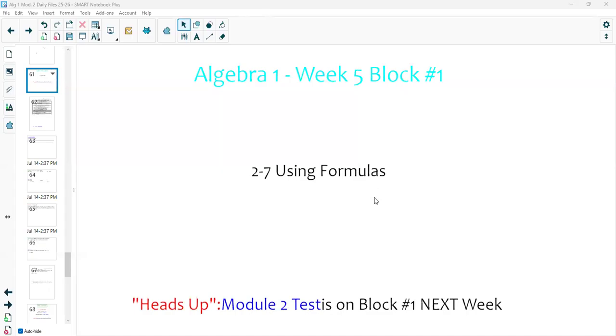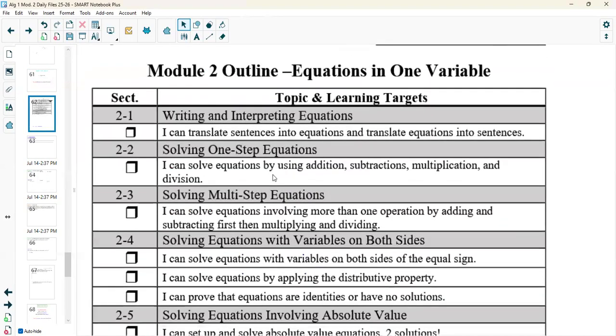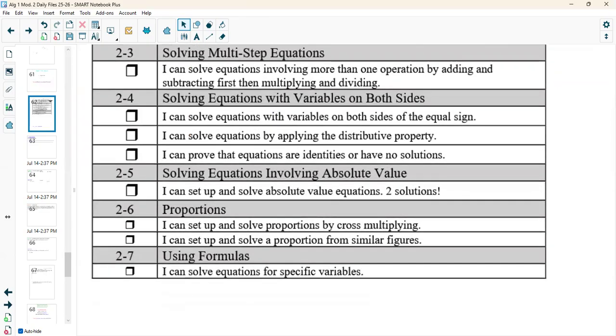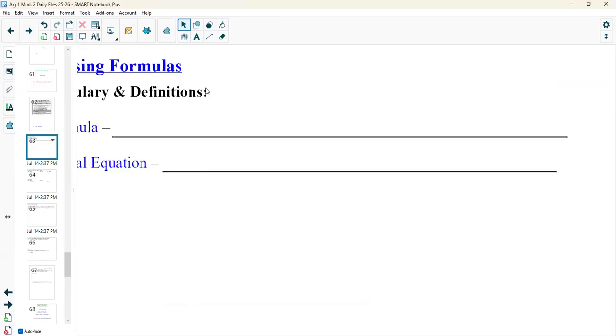Howdy, folks. Today we're going to be taking our notes on 2.7 using formulas. Let's go ahead and get right going. As a reminder, we're going to be finishing up Module 2 today. Our objective is to be able to solve equations for specific variables.